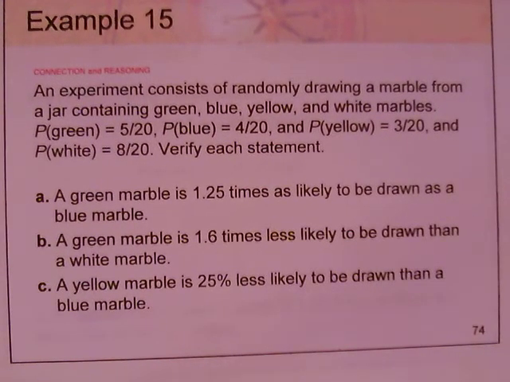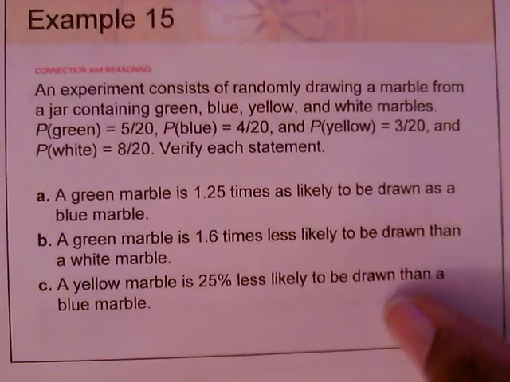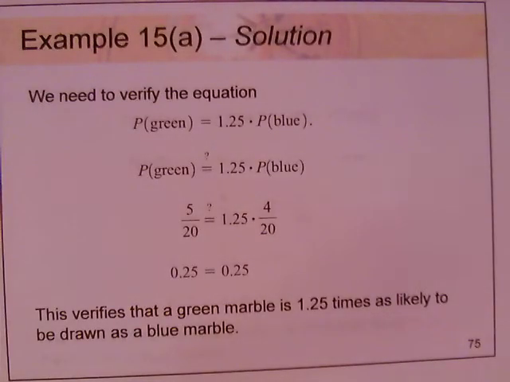An experiment consists of randomly drawing a marble from a jar containing green, blue, yellow, and white marbles. The probability of getting a green is 5 out of 20. The probability of getting a blue is 4 out of 20. And the probability of getting a yellow is 3 out of 20. And the probability of white is 8 out of 20. Verify each statement. So in part A, a green marble is 1.25 times as likely to be drawn as a blue marble. Okay, so let me go to this right here.